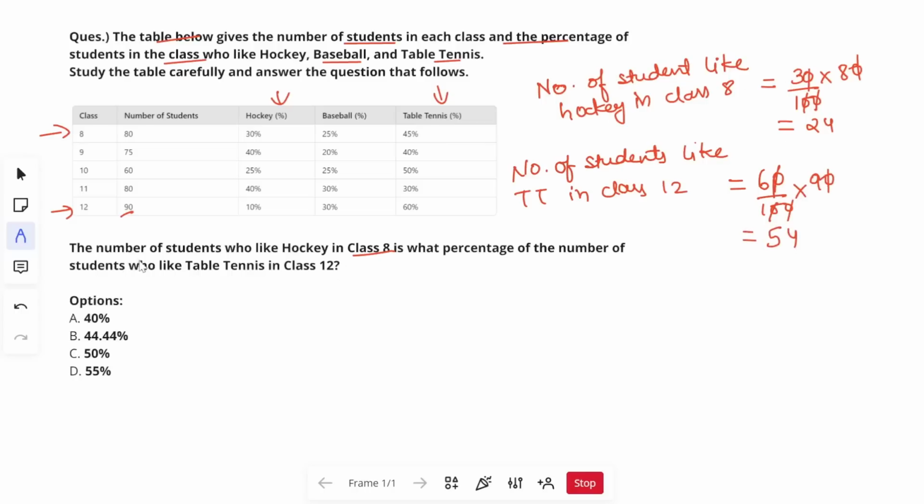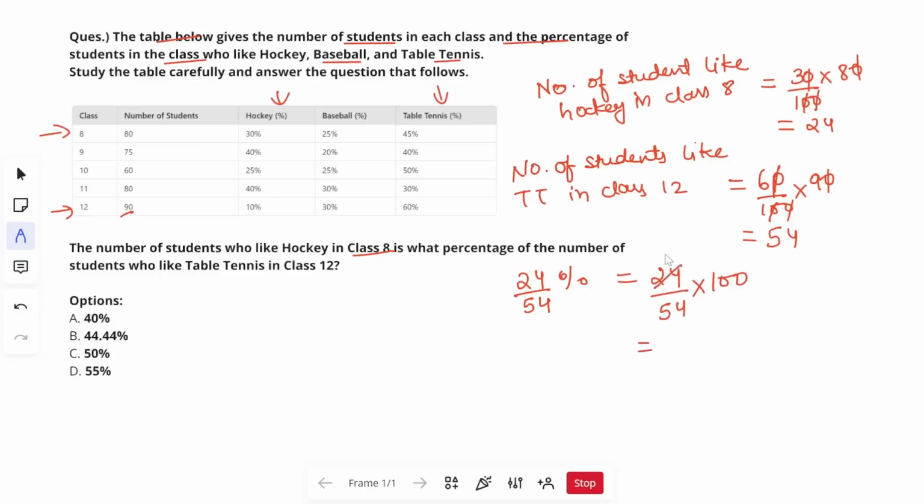Now what we are asked is: the number of students who like this is what percentage of the number of students who like this. So basically we have to find the relation of their percentage. How can we do this? Simply 24 by 54 for percentage, right? So in order to simplify this, how can we do that? 54 into 100, simple. Now we will try to cut it off.